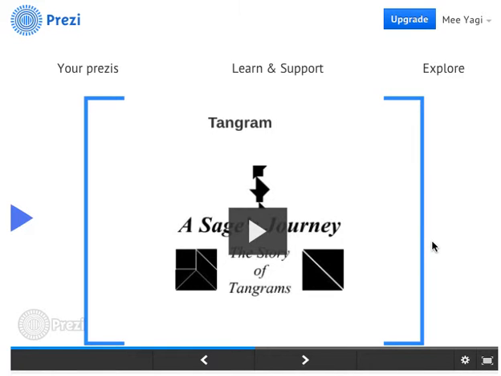What is a tangram? Let's look at the following video to learn a little bit more about tangrams.